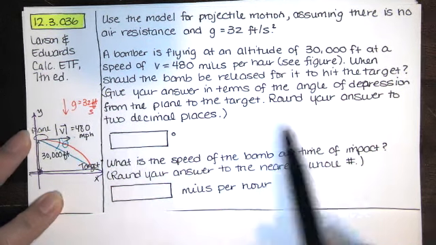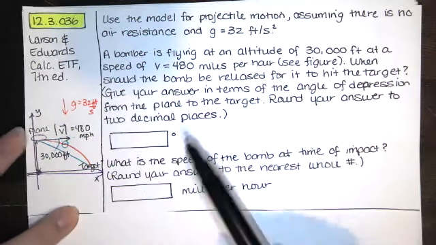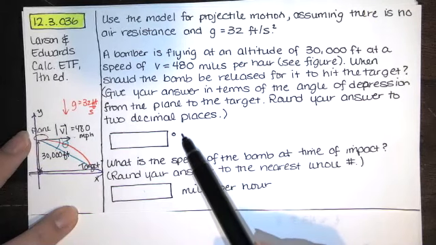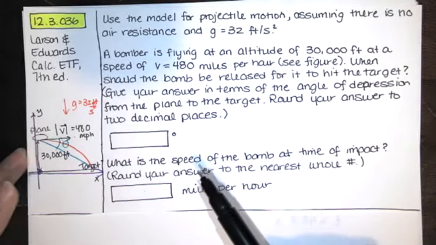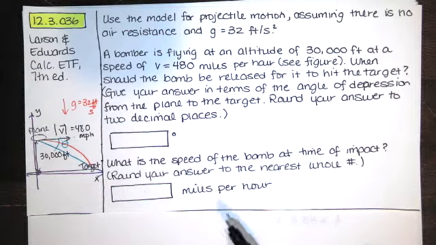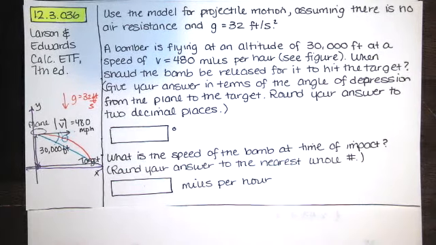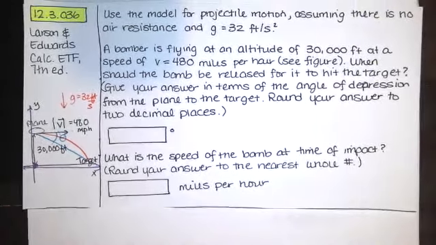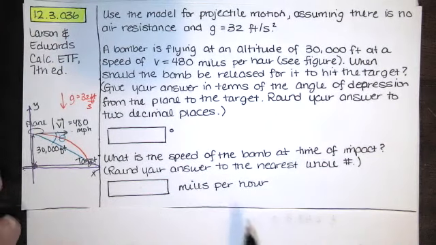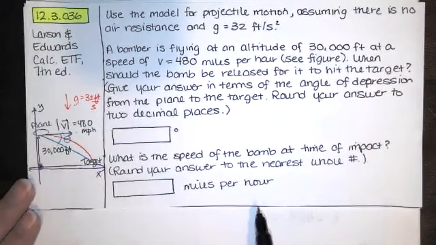That's what they want. They ask us to round our answer to 2 decimal places, and they have this little degree symbol, so we know we want our answer in degrees. Then the second part of the question says, what is the speed of the bomb at the time of impact? Round your answer to the nearest whole number, and we know we want our answer in miles per hour.